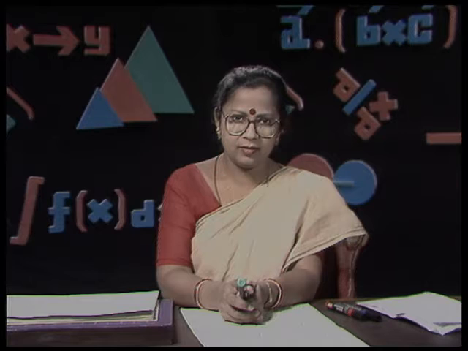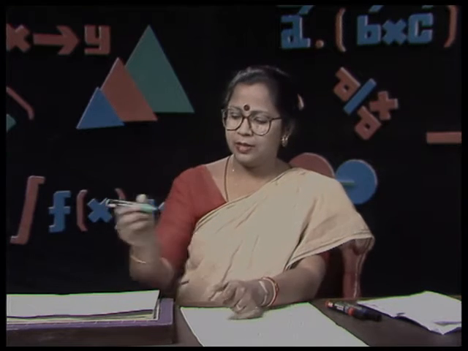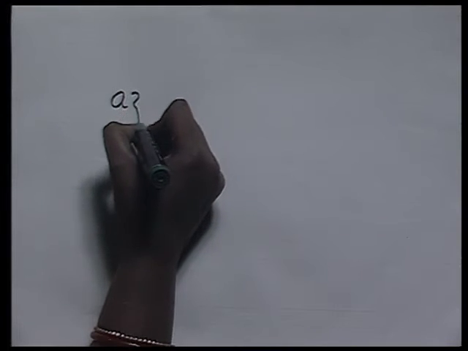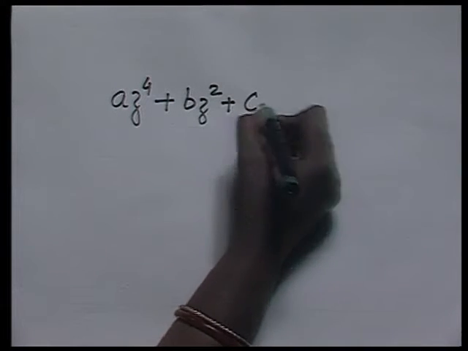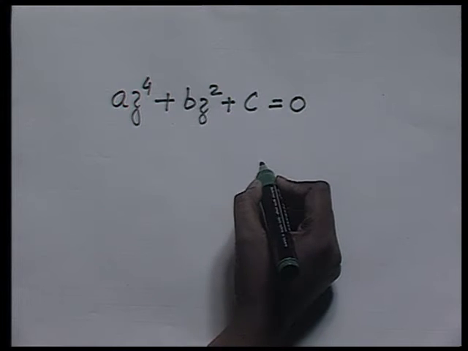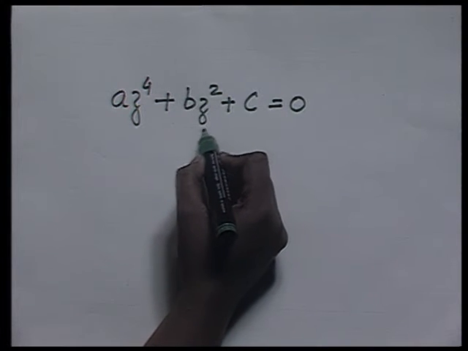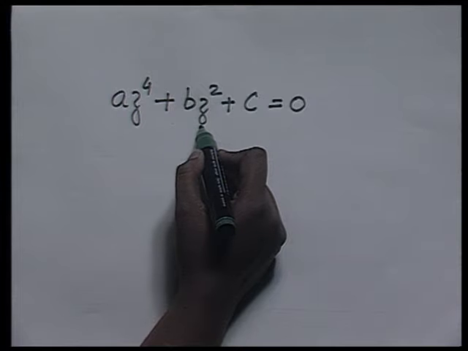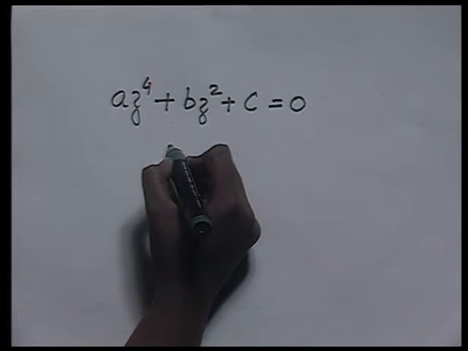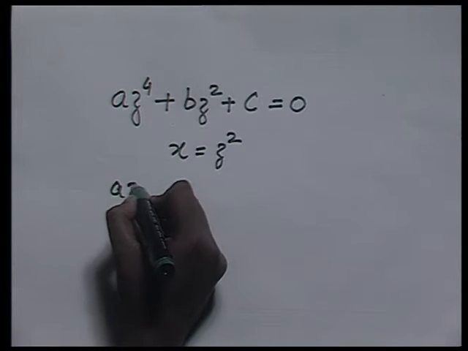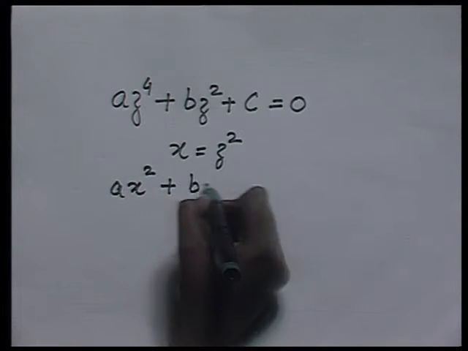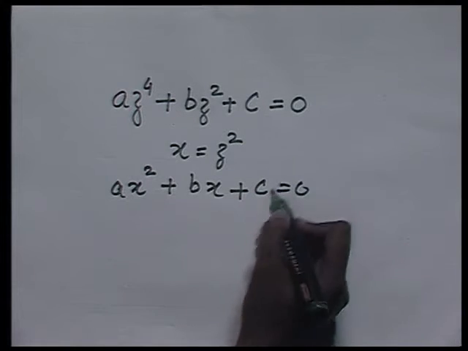by simple manipulations. For example, we saw that an equation of the form a z raised to the power 4 plus b z square plus c equal to 0 can be reduced to quadratic form by the simple substitution x is equal to z square, and this equation in that case becomes a x square plus b x plus c equal to 0, which is of quadratic form. In this lesson today we are going to take up a few more such cases.